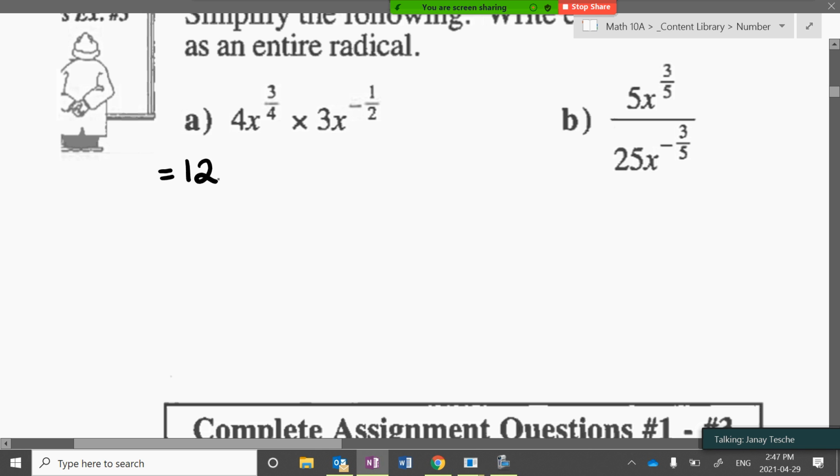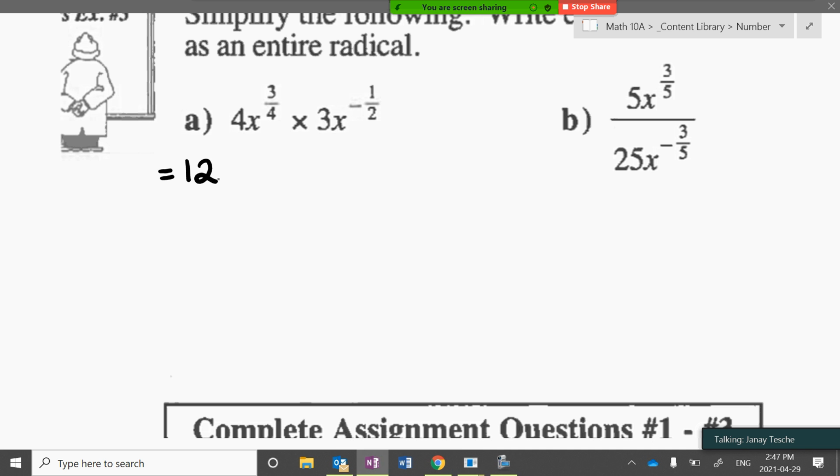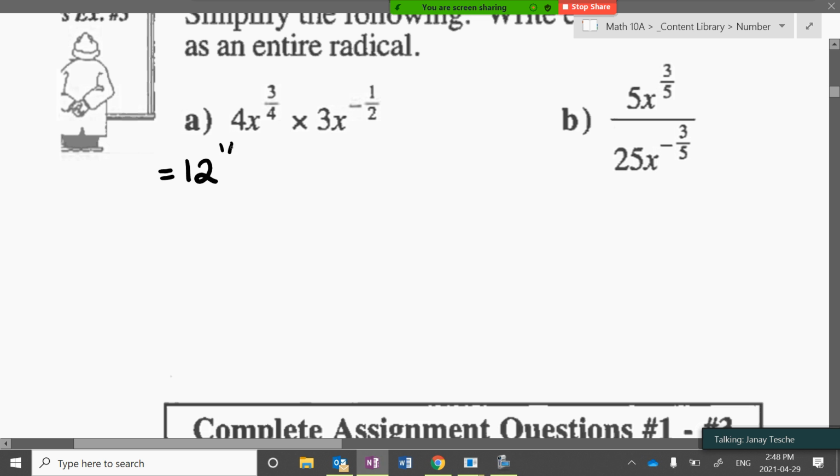So I'm going to go 3/4 plus negative a half. So really, I'm just going 3/4 minus a half, which leaves me with a quarter. Not on my 12 though. That's all the work I would expect you to show here. And then that is 12 times the 4th root of x.